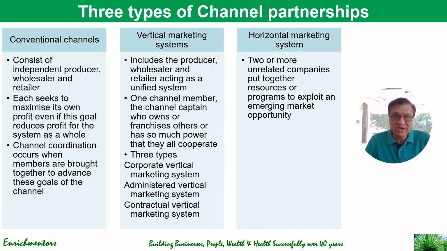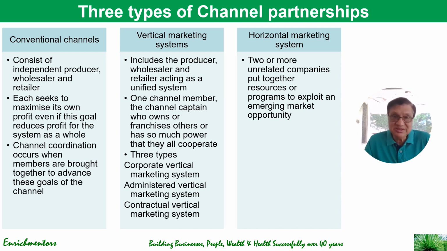The second one is a vertically integrated system, in which you have a producer, wholesaler, and retailer acting as a unified system. One channel member, one channel captain, who owns or franchises others or has so much power that they cooperate. So the manufacturer becomes the channel captain and then leads the whole channel operations. Three types: corporate vertical marketing systems, administered vertical marketing systems, and contractual vertical marketing systems. So these are the three kinds of this.